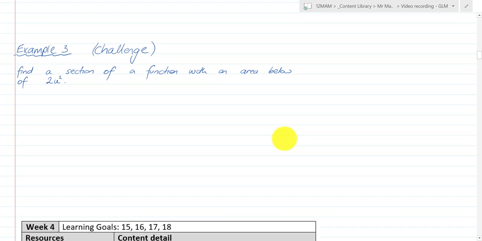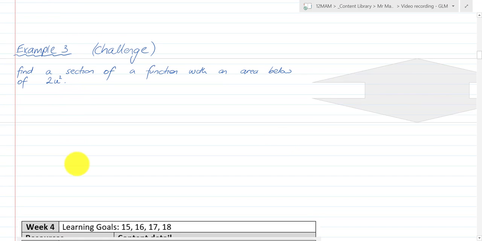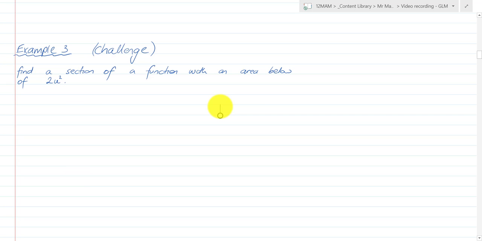Example 3 is our challenge example. And it just requires you to adapt your understanding just a little bit. So let's consider how we could do example 3. In example 3, you're asked to find a section of a function with an area below of 2 units squared. So whatever the function is, we want the area below to be 2. So we have to make some choices now because we have some terminals. We don't know the function, we don't know the terminals, but we do know the area. So we want the integral between b and a of f of x dx to equal 2.